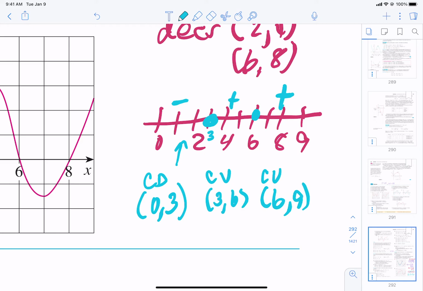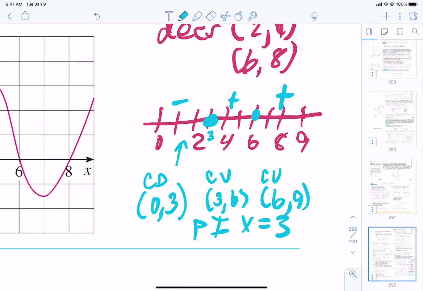So what's a point of inflection? Well, this is the only one that is a point of inflection right here. That's a change from negative to positive. And so we have a point of inflection when x equals 3.